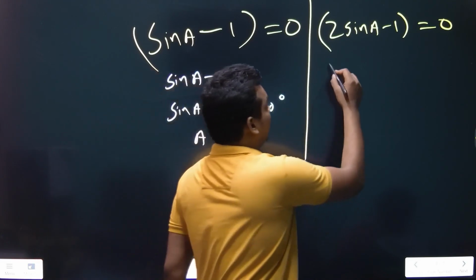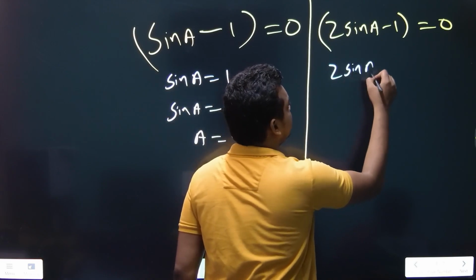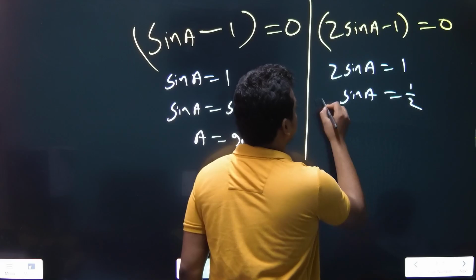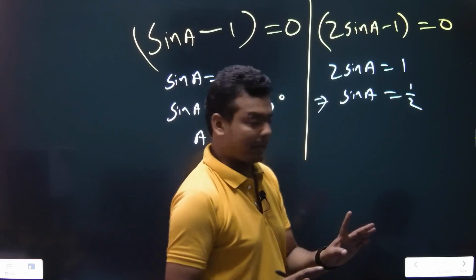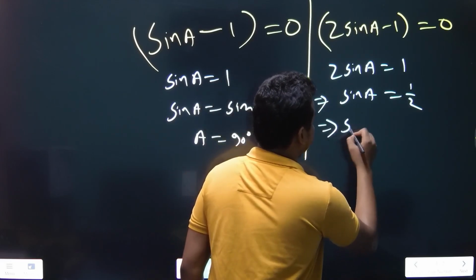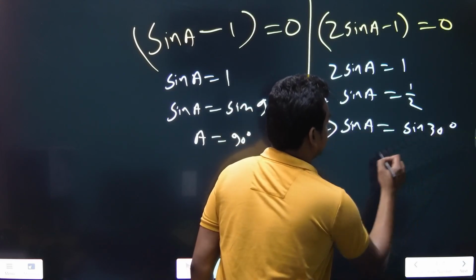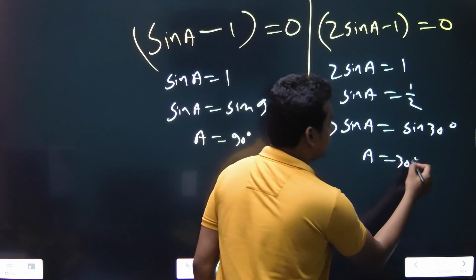Here 2 sin A is equal to 1. Sin A is equal to what will be there? 1 by 2. So 1 by 2 is what? Value of sin 30 degree, right? So I can write sin A is equal to sin 30 degree. A is equal to 30 degree. So I got the value of A is equal to 30 degree.